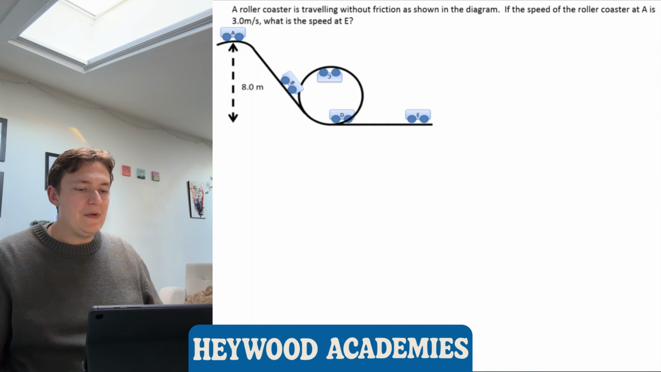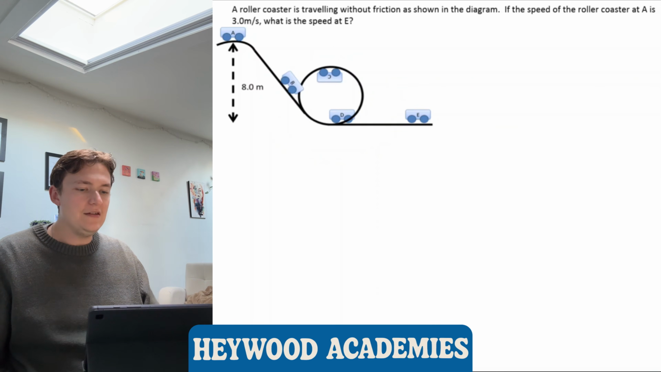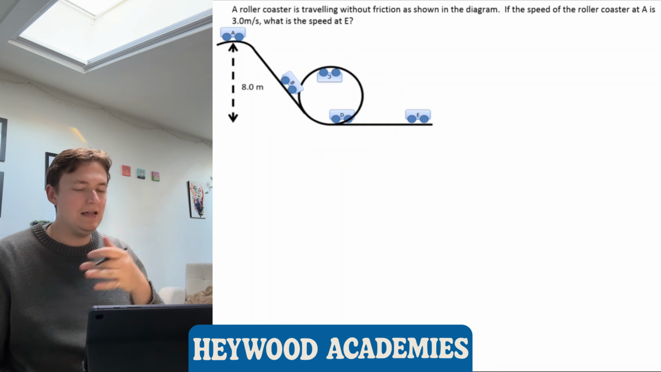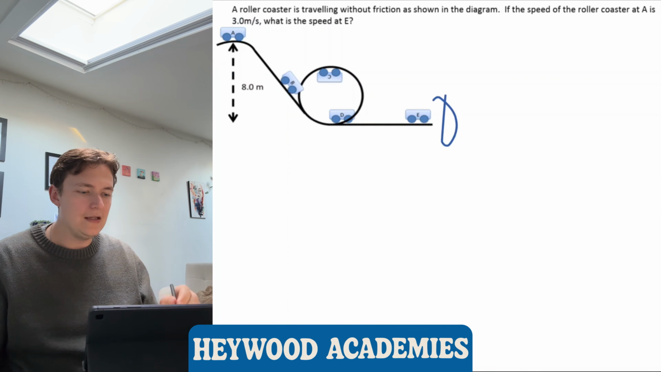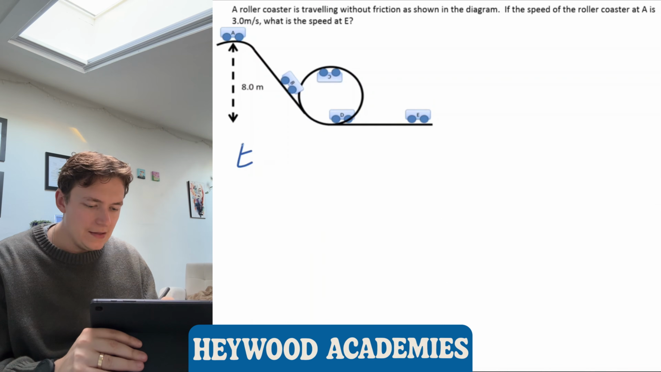But the thing to keep in mind is that it does not matter what is going on over here. Because the energy is conserved in this case, the energy is going to be transferring between potential energy to kinetic energy back and forth a couple times. But all that we really care about is what's going on at A and what is going on at E. So we can start by saying that our energy initial is equal to energy final.